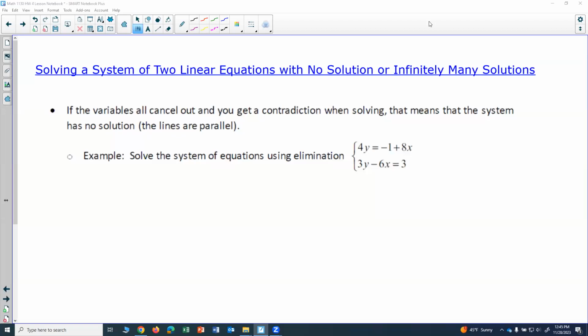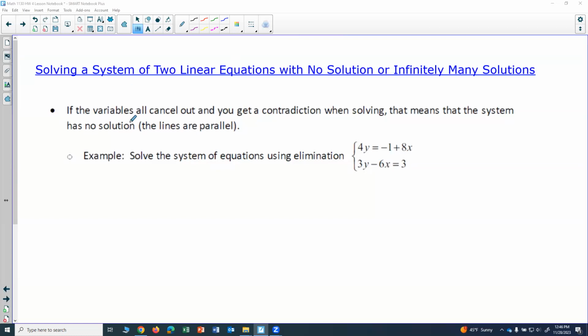In this video, we'll look at solving a system of two linear equations with no solution or infinitely many solutions. So your process of solving will be the same as if you were doing a system that had a single solution. You can use elimination or substitution, but we need to be able to recognize what it looks like when you have no solution or infinitely many solutions.